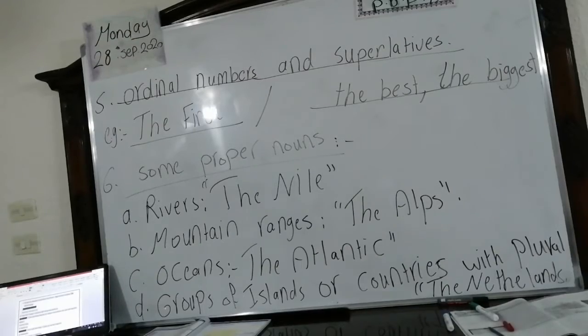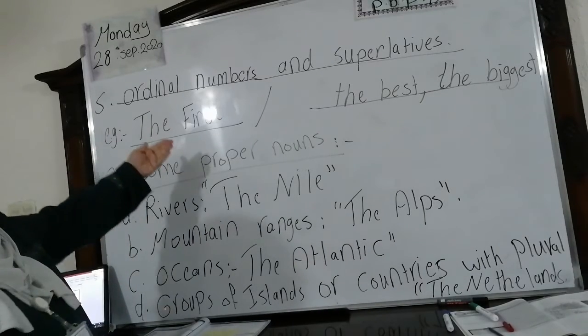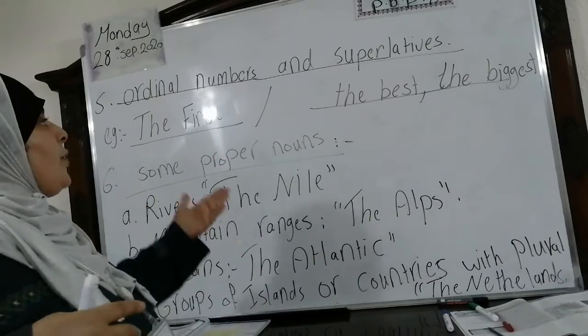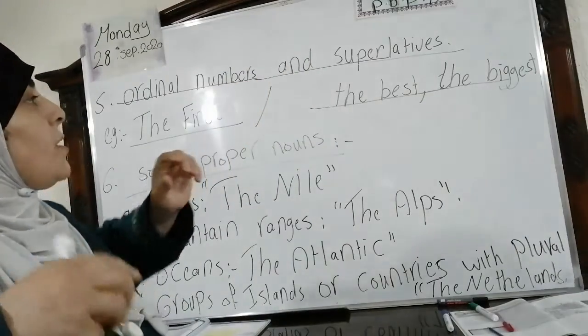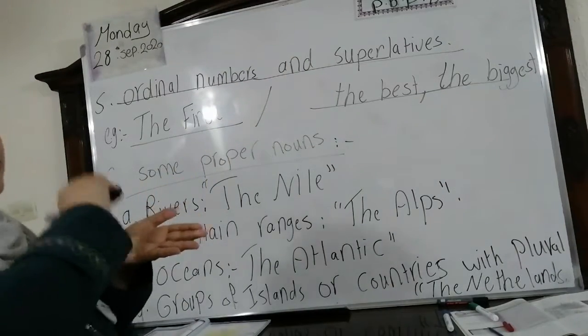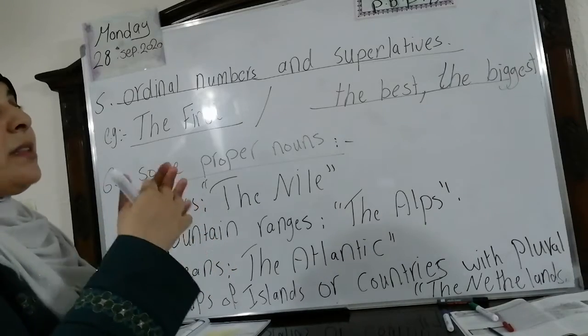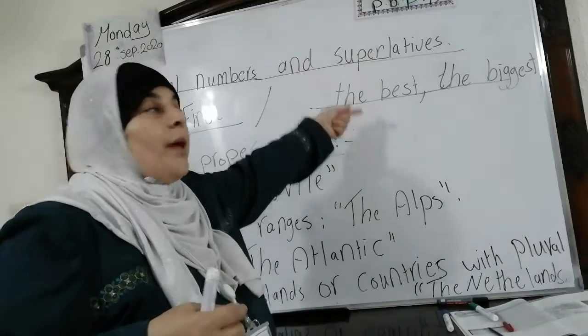Now, move to 5. Ordinal numbers and superlatives. We said the first, the second, the third, the fourth, okay? And superlatives, the best, the biggest. If you remember the superlative rule, we should write the plus the adjective plus the -est. We cannot make the superlative or use it without the article the, okay?